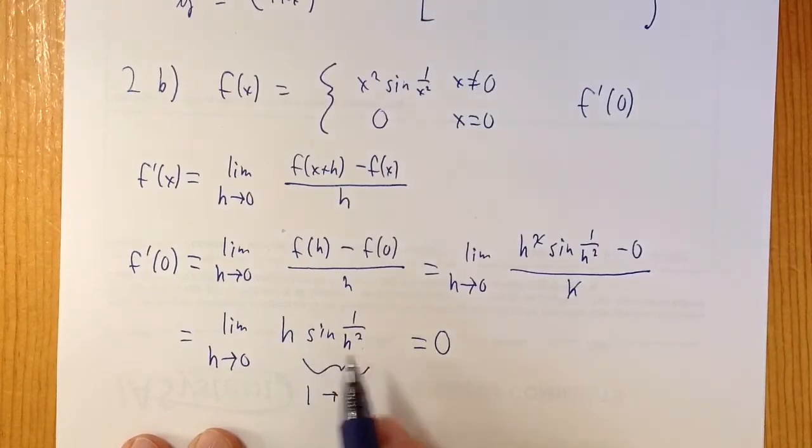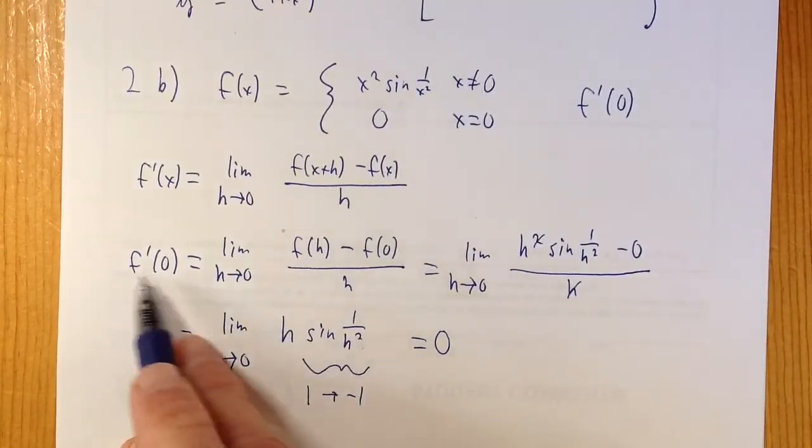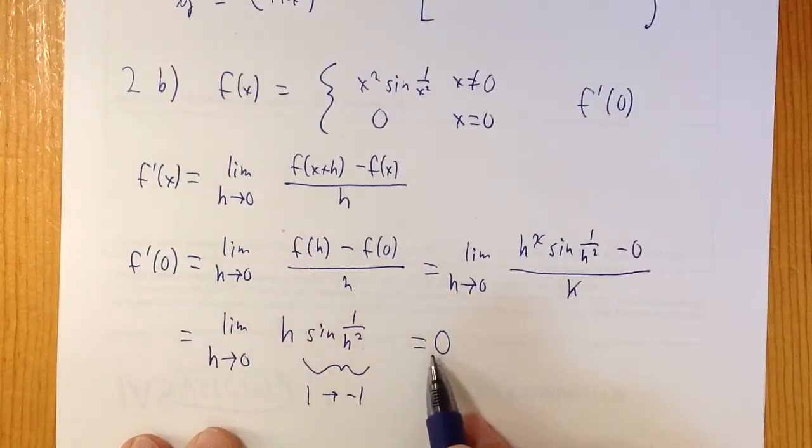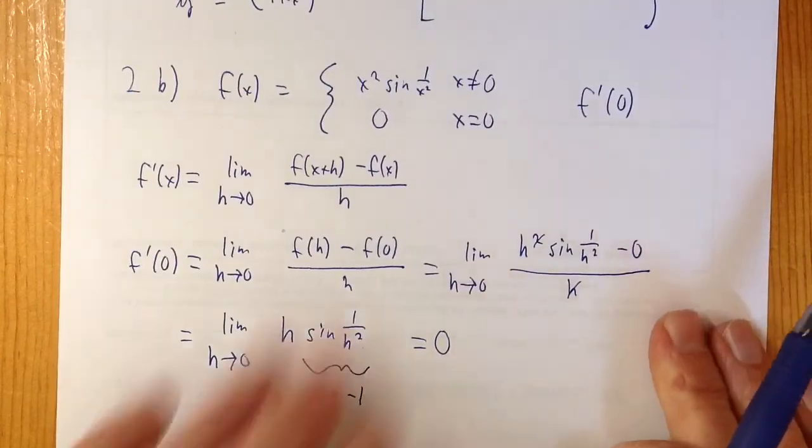Well, is it? I'm not sure it is. But anyway, the point is, since this one is always between 1 and negative 1, if this one goes to 0, then this whole thing goes to 0. So the derivative, the f prime of 0, is 0. And that's how we showed that. Okay, now let's do number 9.